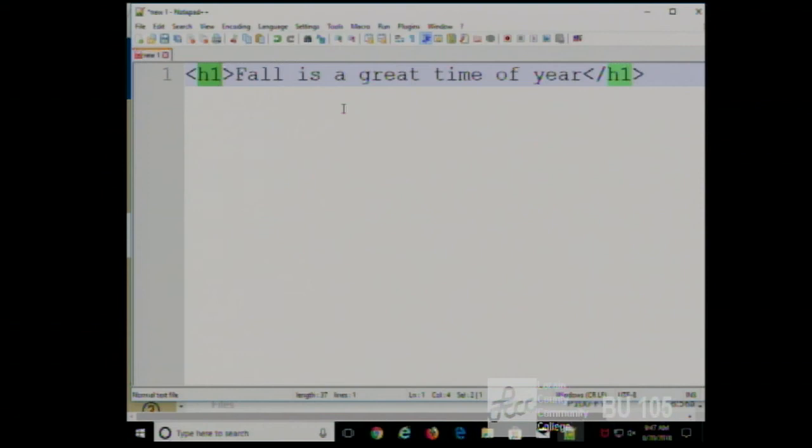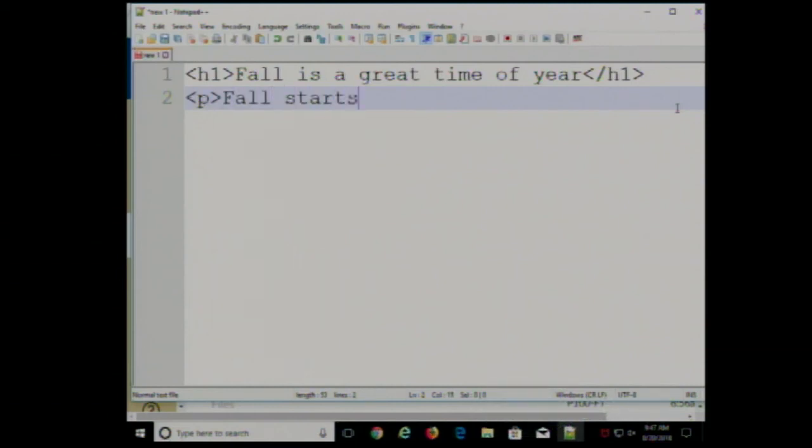Front page, small text, off the side. Exactly. More or less, yeah. So, just a paragraph of text is done in a P tag. It means it's a plain old paragraph of text.